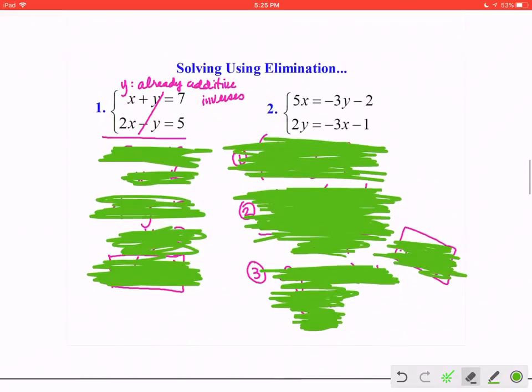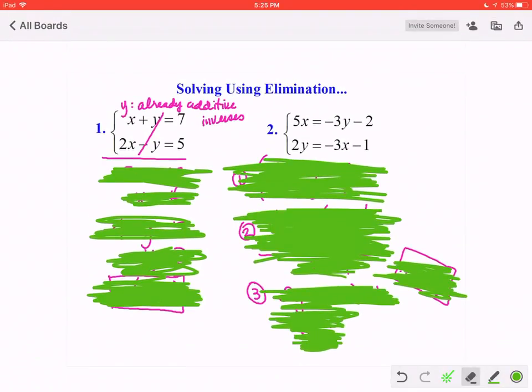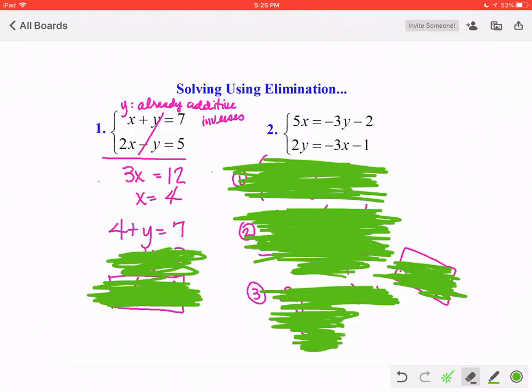So on the left, problem number 1, you have x plus y equals 7 and 2x minus y equals 5. As you can see, the y's, if you add them together, will cancel out. So they are already what you call additive inverses. So you just add them together. You get 3x equals 12, so x equals 4. Now you can use this 4 and substitute it back into one of the equations and solve for y. You get y equals 3 if you do that. And in ordered pair form, you have 4 comma 3. My bad.